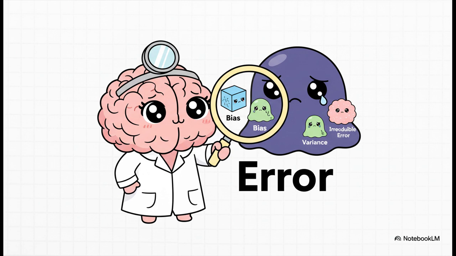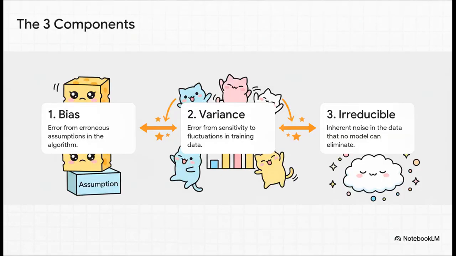It's absolutely critical. So these three components are bias, which is the error you get when your model is too simple, variance, the error from it being too complex and twitchy, and a third one, a really fascinating one, called irreducible error. That's just the unavoidable noise in the data itself.